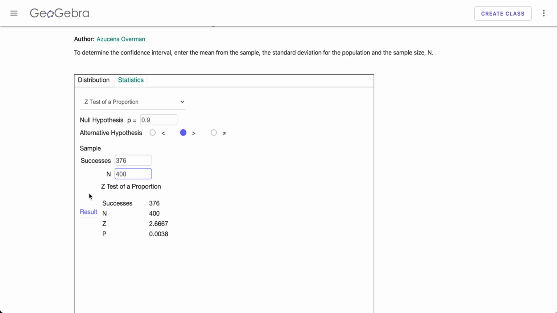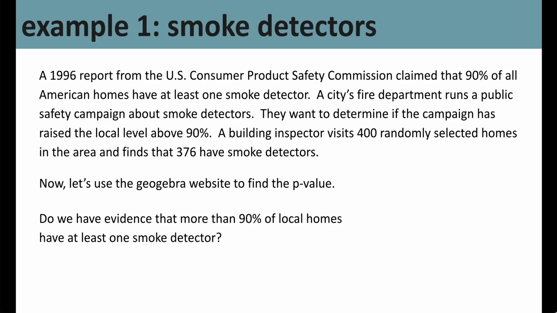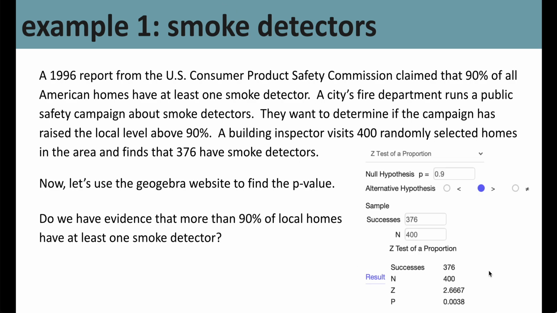Once you've filled those things out, we now have down at the very bottom a p-value. So now we see our p-value is 0.0038. All right, so there's a little copy of what the website looked like when we filled it all out. And our p-value is 0.0038.